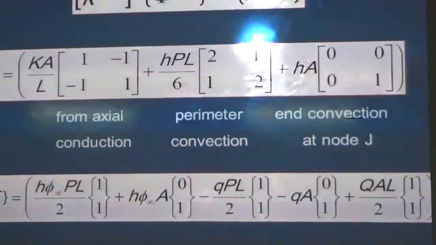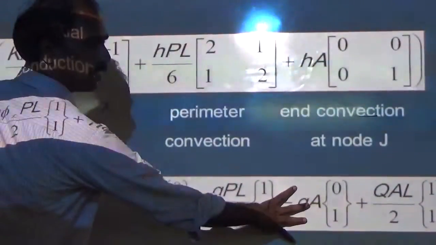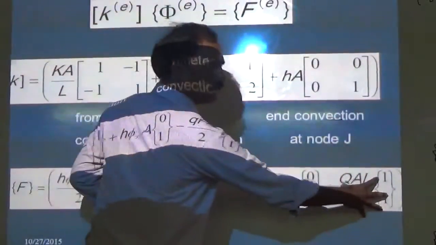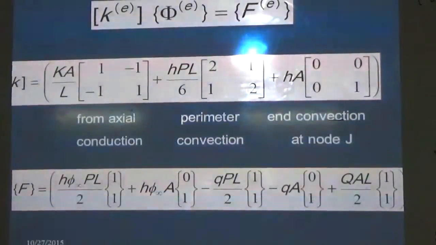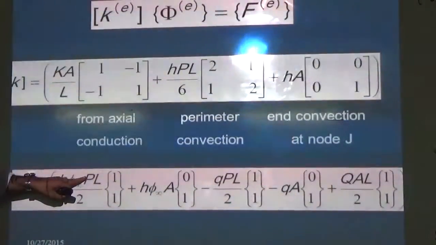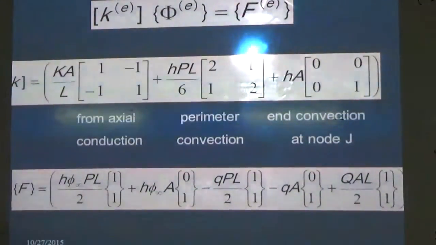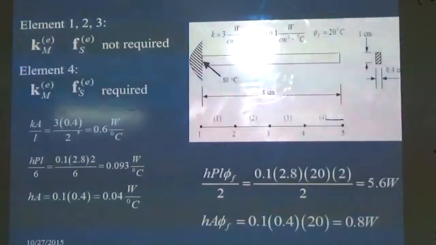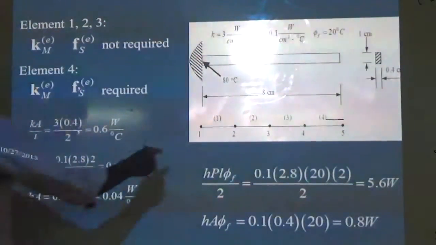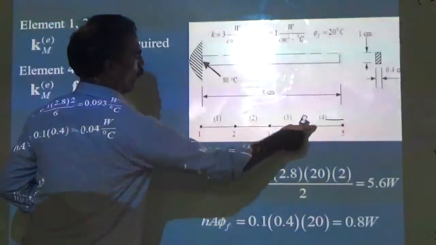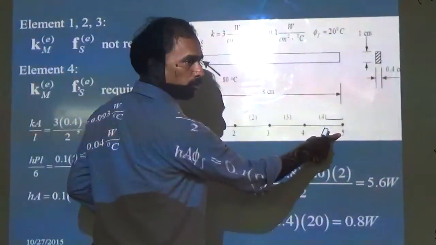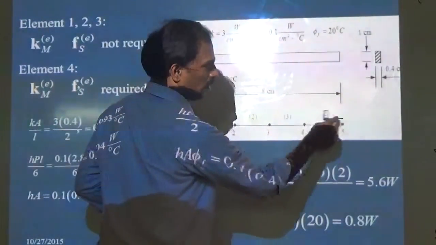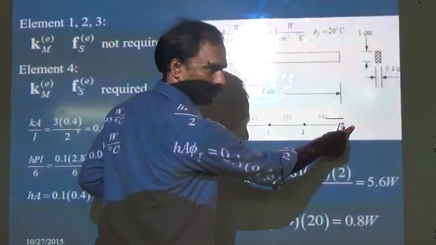Of course, in this case, there is no heat flux applied. Also, there is no heat generation. We have only perimeter convection and end convection. So, we need to calculate these things separately. In this one, you just see that all the 4 elements, element number 1, 2, 3, 4 experience perimeter convection. Element number 4, in addition to perimeter convection, also has an end convection.